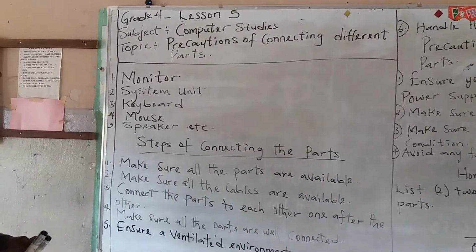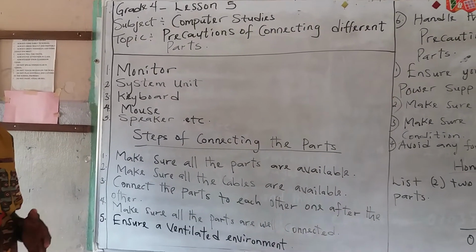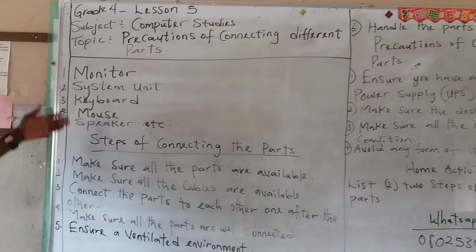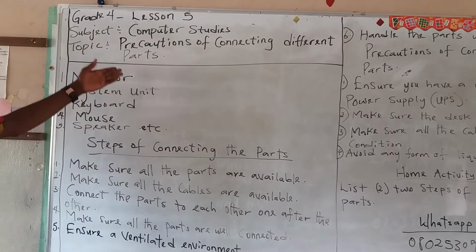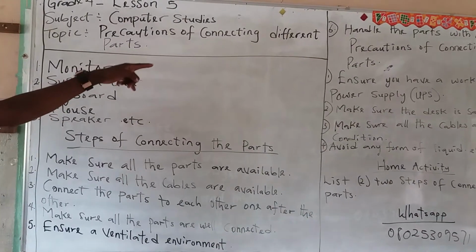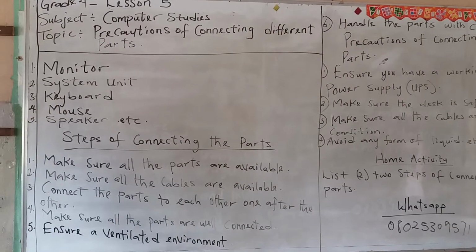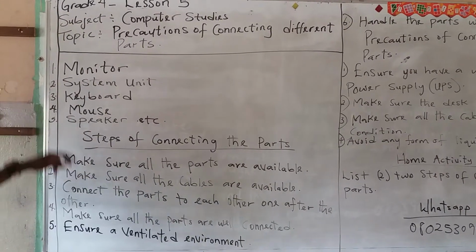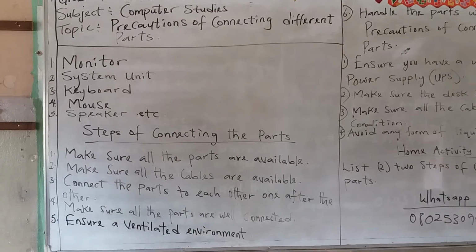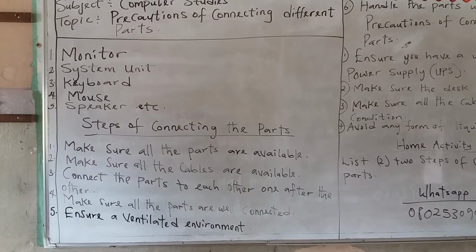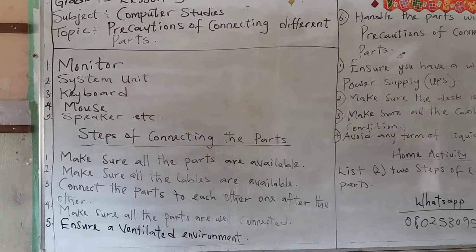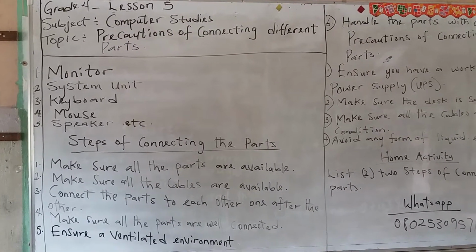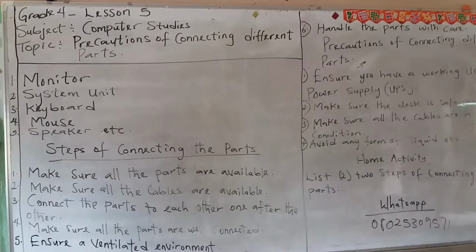Then, that is the proper way, let me just put it in layman's language, the proper way of handling all these things. Okay, what are the things we are connecting? Because it talks about precautions of connecting different parts. What are we connecting? The monitor, the system unit, the keyboard, the mouse, the speaker, and so on. Then what are the steps? Because before we look into the precautionary measure, we have to first of all look at the things we are handling in this regard.